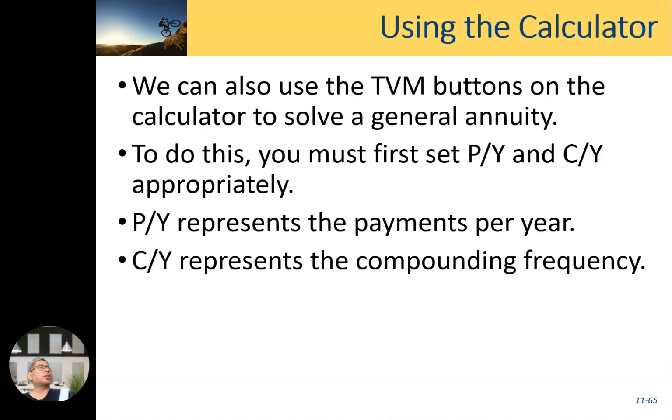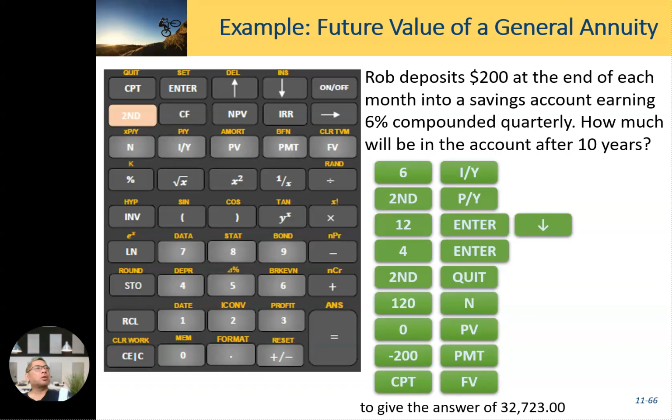We can use the TVM button as well. To do this, we set PY and CY appropriately. PY represents the payments per year. CY represents the compounding frequency. So when you do that, you're going to put in the number 6 EY, second PY, 12 enter, down arrow, 4 enter, second quit, 120 is N, 0 is PV, minus 1 PMT. You're going to compute the future value. You get this number. Okay, that's how you do it step by step in your calculator.